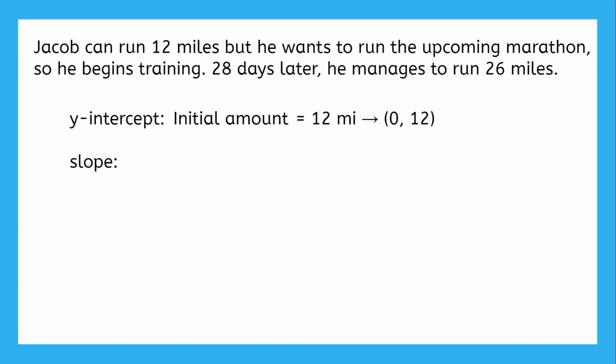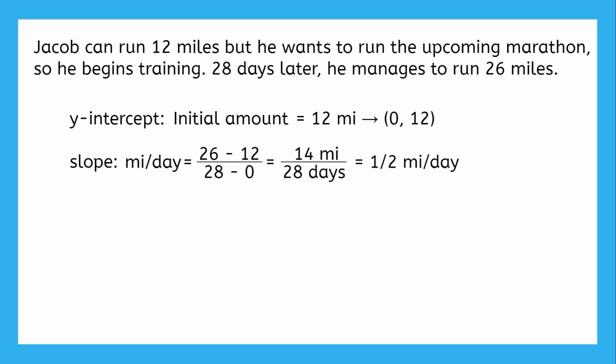For the slope, we need to know how many more miles Jacob can run for each day he trains. He improved his distance by 14 miles, and it took him 28 days to reach that point. If we divide, we find that Jacob increased his distance by half a mile per day.